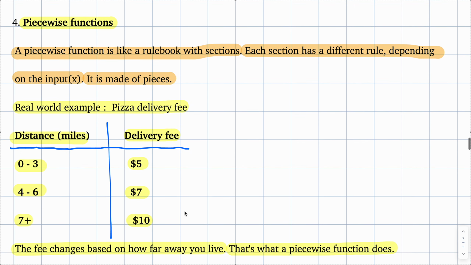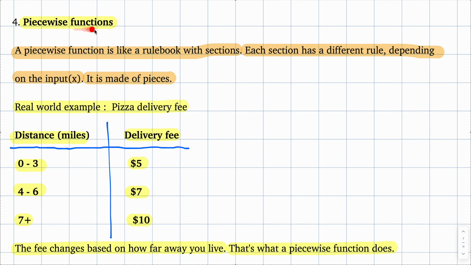Let's talk about a different kind of function, piecewise functions. A piecewise function is like a rule book with sections. Each section has a different rule, depending on the input x. It is made out of pieces.